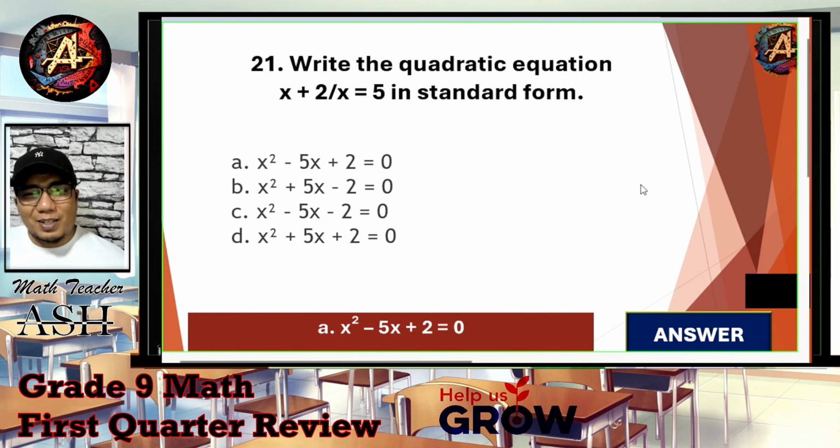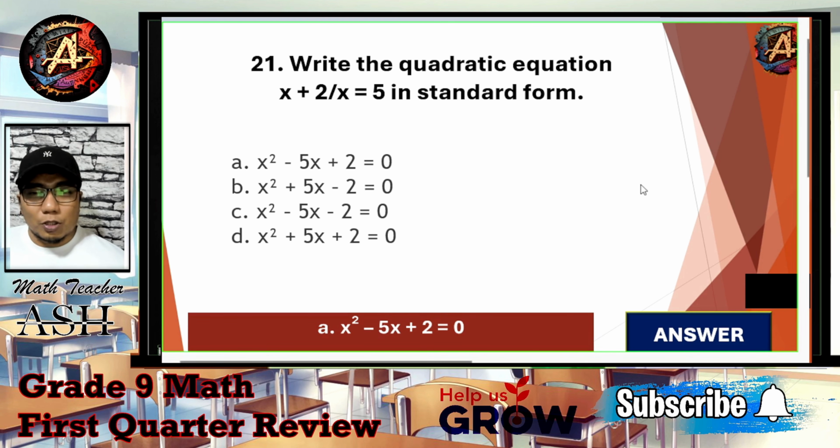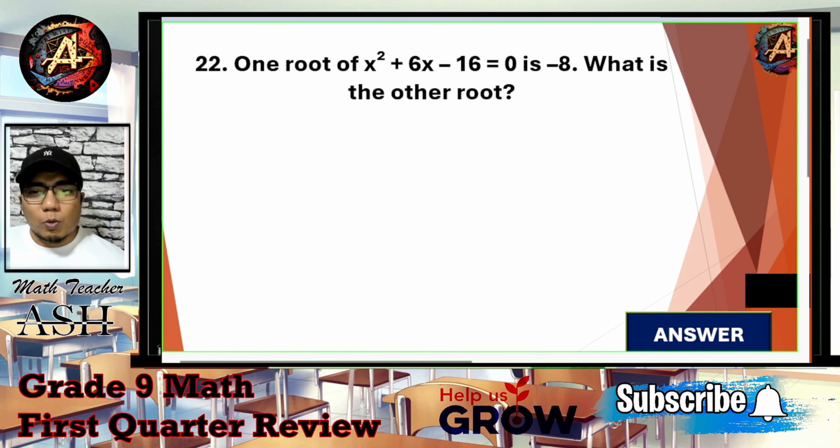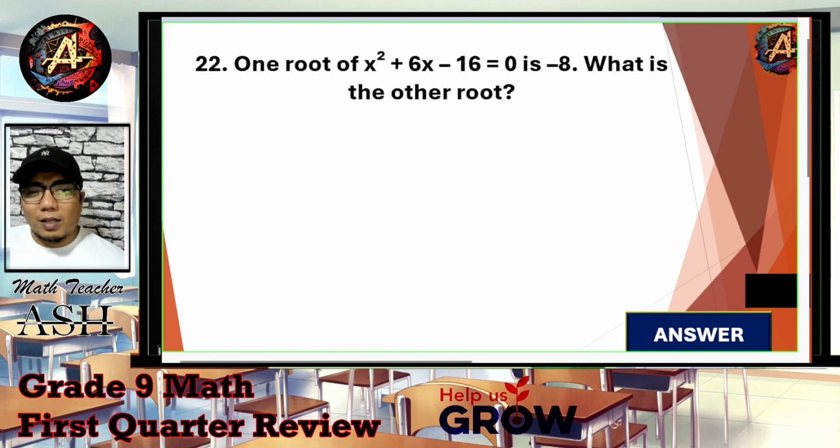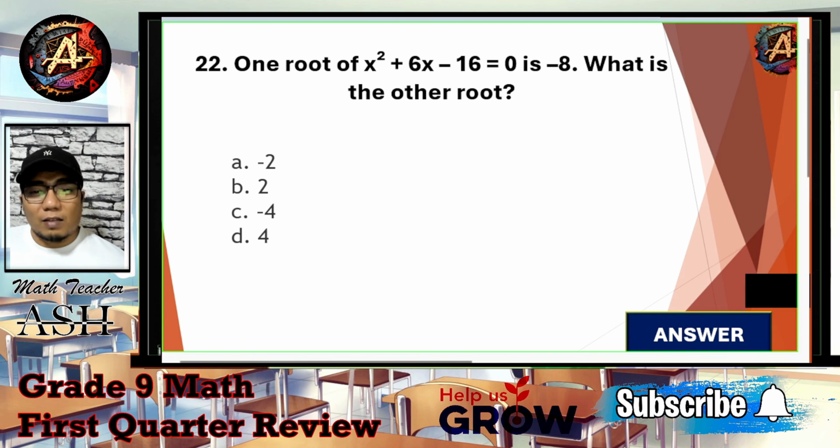Alright, my dear math learners. Now, let us go to question number 22. One root of x squared plus 6x minus 16 is equal to 0 is negative 8. What is the other root? Is it A, negative 2, B, positive 2, C, negative 4, or D, 4? I'll give you 5 seconds to think about your answer.